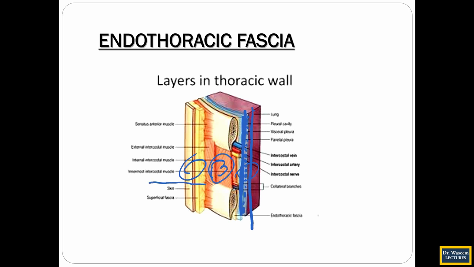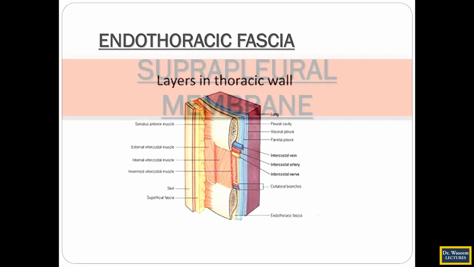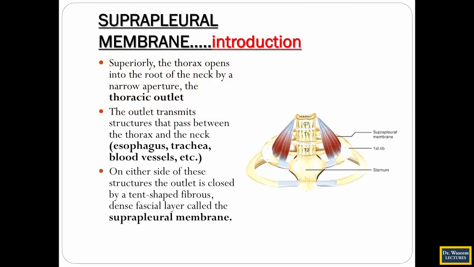So, if you are passing your needle from here till you reach the fluid, you have to cross 9 structures: skin, fatty layer of superficial fascia, membranous layer of superficial fascia, external intercostal muscle, internal intercostal muscle, innermost intercostal, endothoracic fascia, extrapleural membrane, and pleura. 9 layers, then you will reach a cavity that is called the pleural space, from where you can collect the fluid. Then we told you the suprapleural membrane.